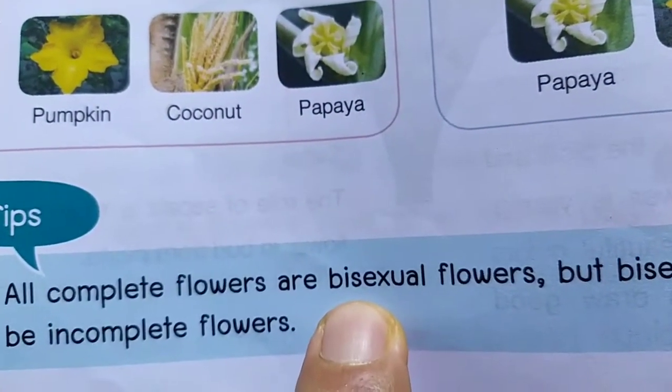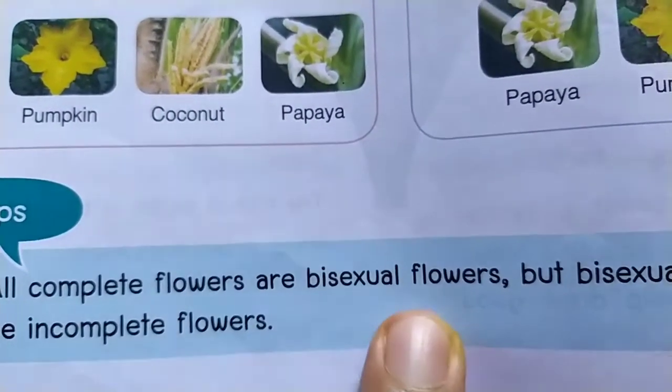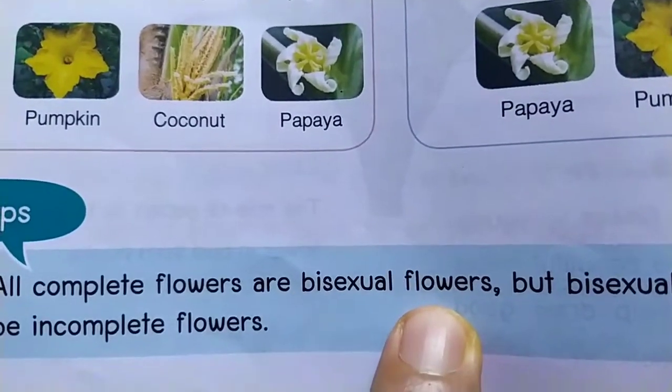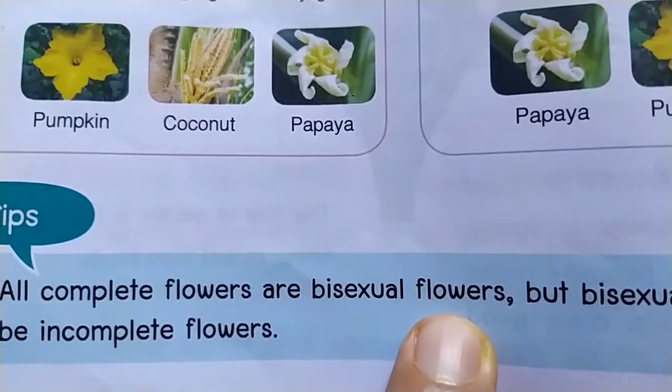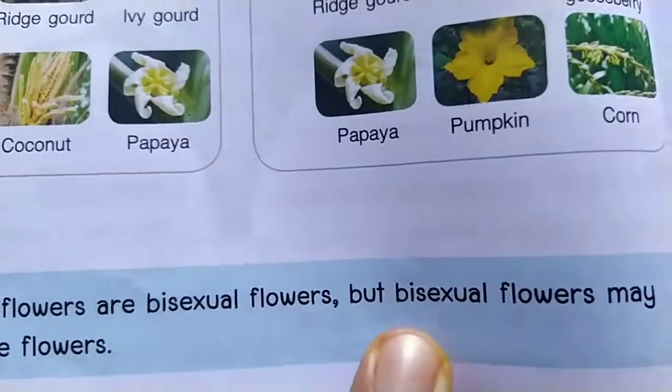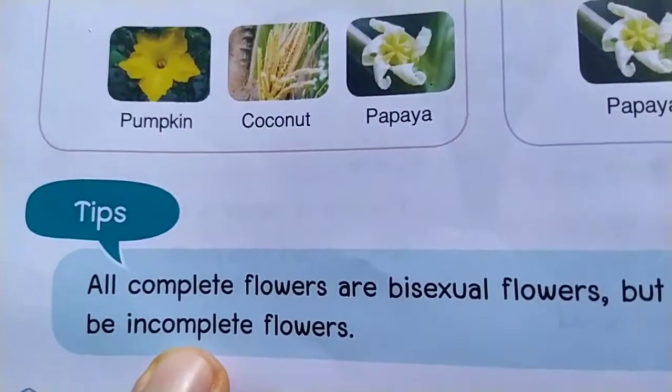Tips. All complete flowers are bisexual. Bi means two. Alright? Bisexual. Either of the two. Flowers. But bisexual flowers may be incomplete flowers. Oh, something to think about, right?